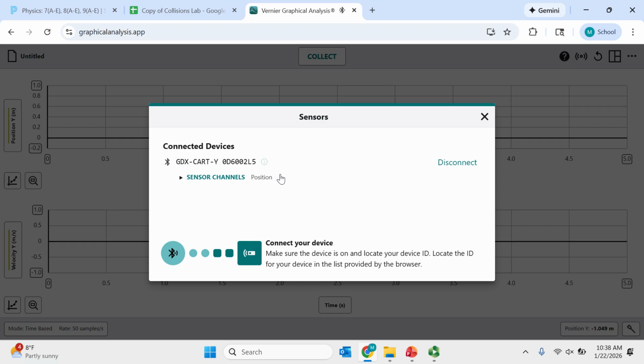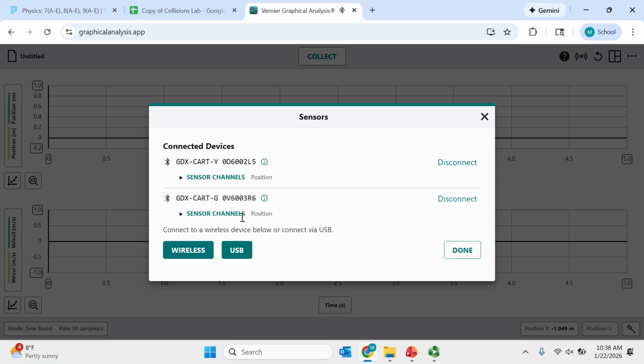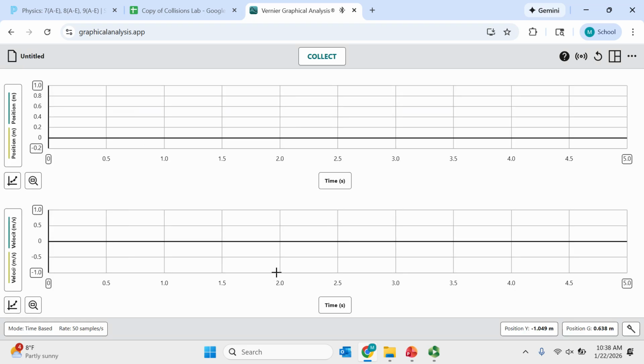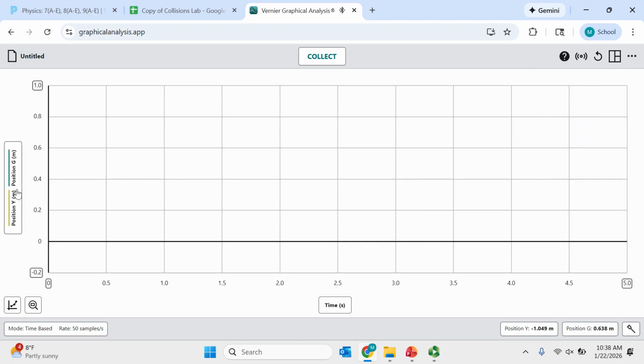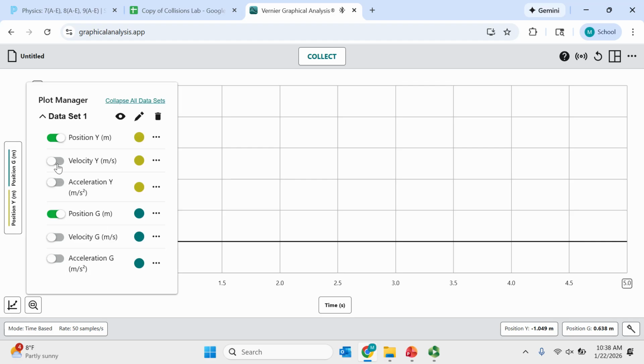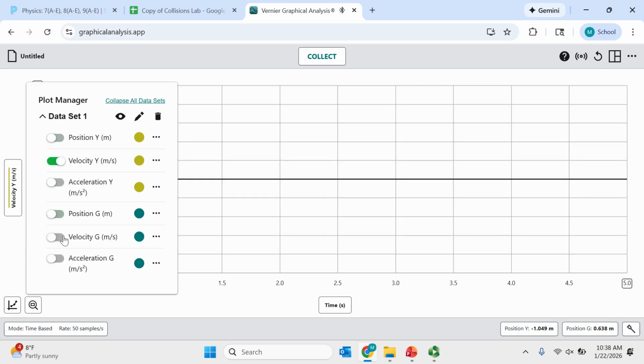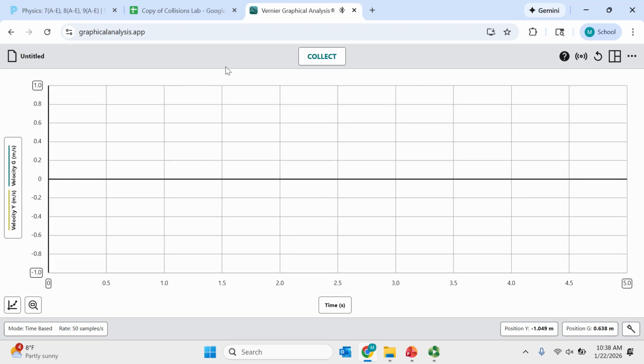Now, the only sensor I need on these carts is the position sensor, because all we're really concerned about is how fast the carts are moving both before and after the collision. So I'm going to hit done, and I'm going to do one other step here to make it a little bit easier to see what's going on. And that other step is to switch to just a single graph and make that graph just the velocities of the cart. Really, all that I'm concerned about is the velocity of both carts before the collision and the velocity of both carts after the collision.